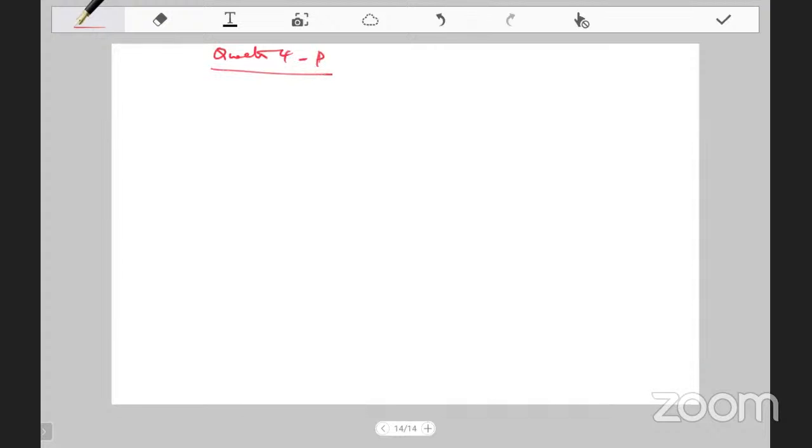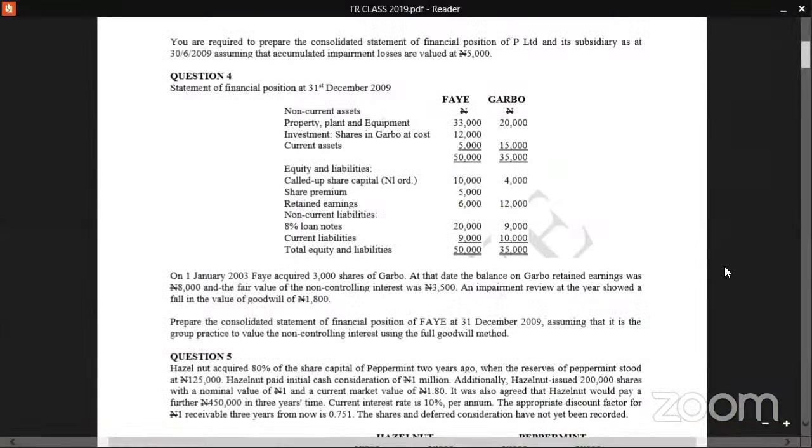Can we go to question 4? I think question 4 is on page 16. Can somebody read question 4 for us?